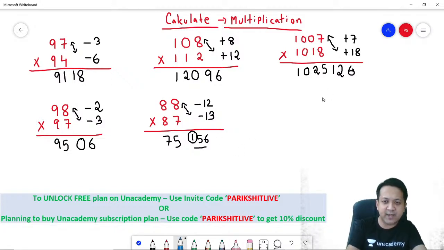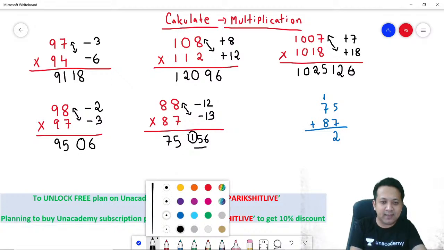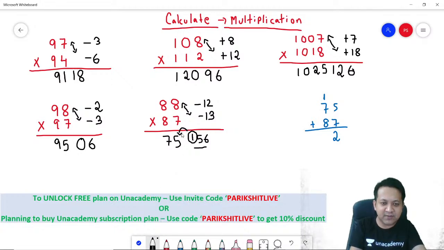If you are able to visualize, let's say 75 plus 87, okay? How do you do it? You don't write 7 plus 5, 12, right? You don't write it like this. You rather write it as 2 and the extra 1 that you have, you carry it over. Same logic I am going to apply in my sum. So the extra 1 that you have, you will carry it over. So 75 plus 1 will make it 76.